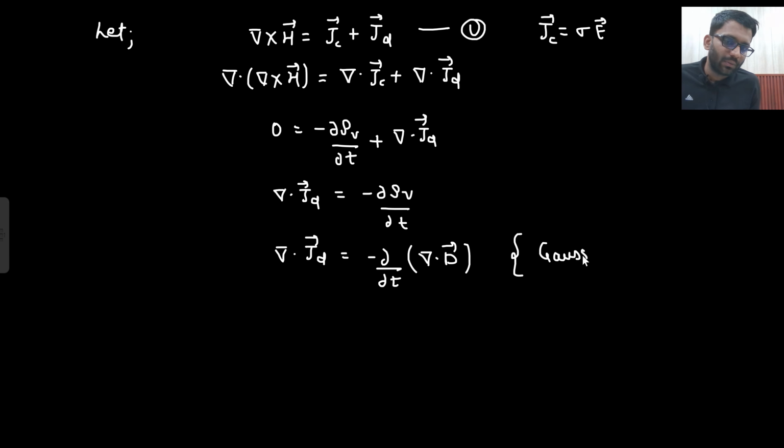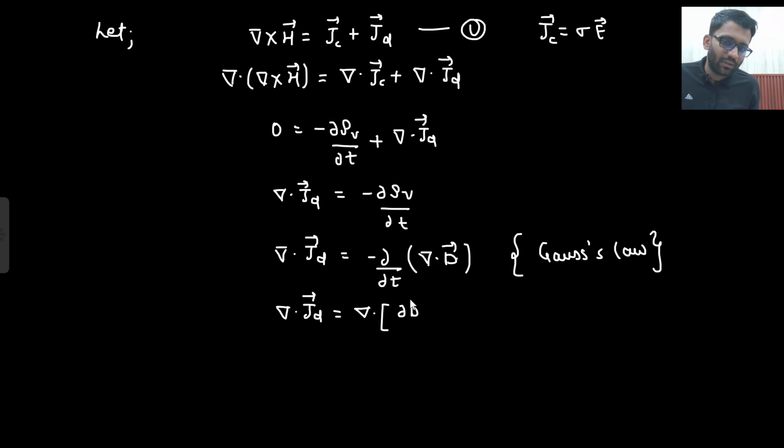Gauss's law: del dot D is equal to rho V. So what did you get to know here? Del dot JD is equal to... since this is also an operator, an operator on space, and this is an operator on time. Both are different operators, so I can put this d by dt inside.